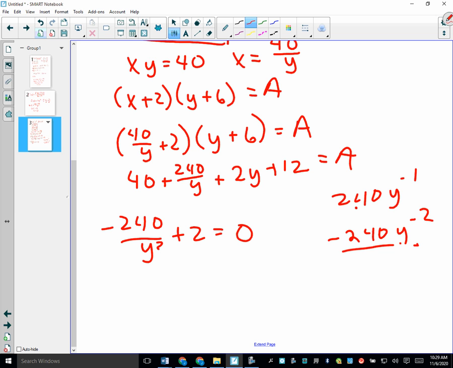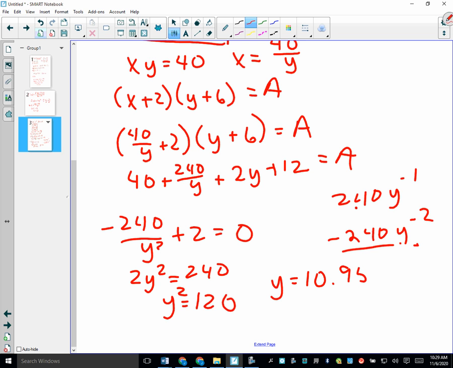So 2y squared equals 240. y squared is 120. Why did we just get 10 point something and not negative? Oh, the negative is on the other side, they're both negative. Okay, I got it.